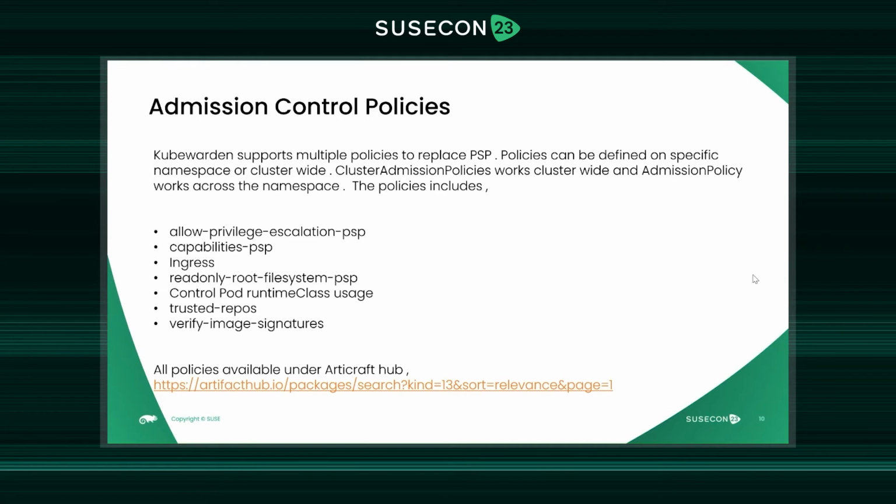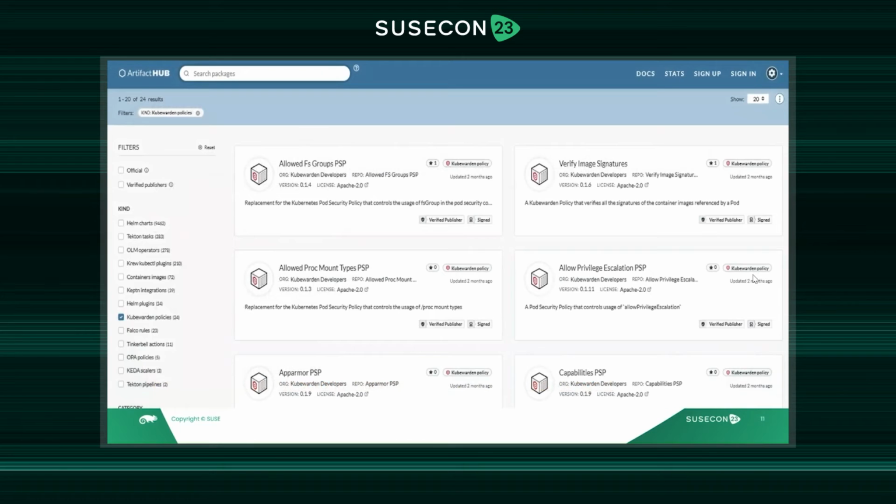Right. So all the policies are available under Artifact Hub, and you can see a snippet of the Artifact Hub, where you can see all these policies are already migrated into Kubewarden policies. Basically, these are existing pod security policies that have been migrated towards Kubewarden policies. You also have an option to create your own policy, so we will look at that in the following demo.